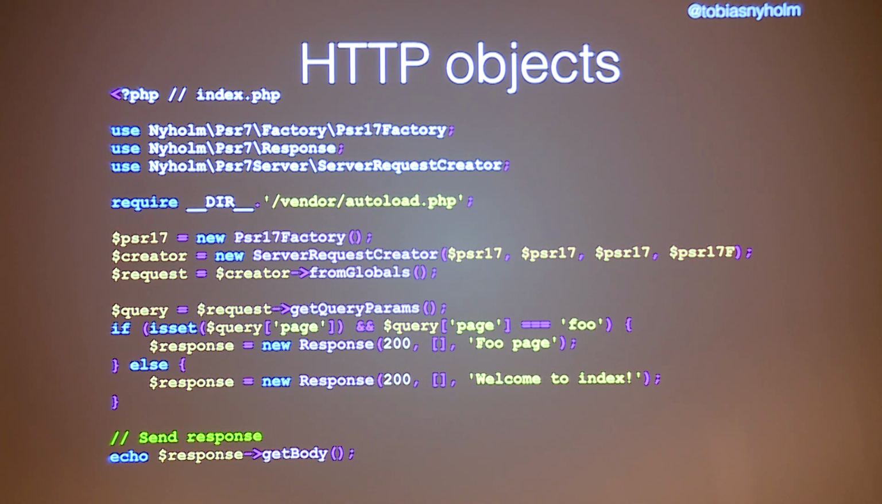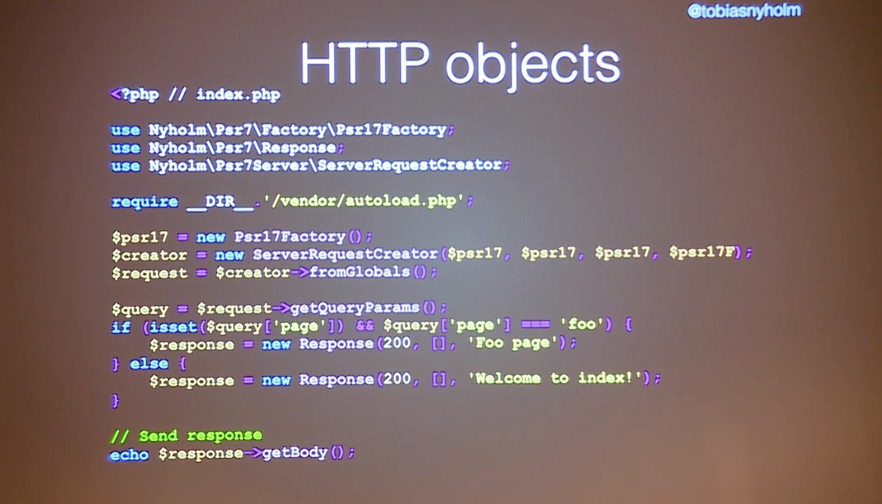So I created a PSR17 factory. I added this server request creator. Added the factory 4 times, which looks ridiculous indeed, but actually the first parameter is the server request factory, then it's the URL request factory, then it's a file upload request factory or something like that. So it makes sense, but it looks ridiculous here because it's the same implementation. So I created a request from the globals, and then I have a perfect server request.